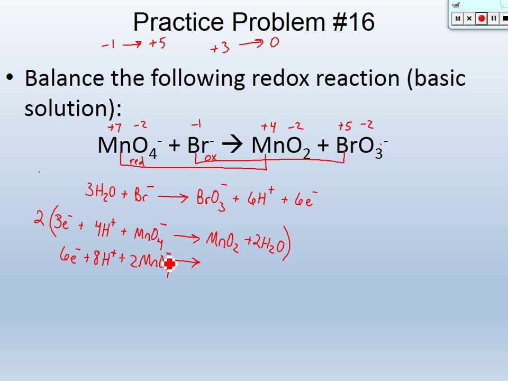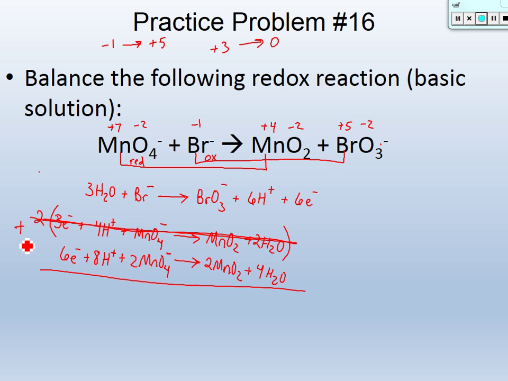Okay, and then we're going to have 2 MnO2s plus 4 waters. Okay, now that I have distributed that through, I like to draw a line through it so it doesn't confuse us anymore. Okay, then it says on step 6, once you make the electrons equal, we're going to add the half reactions. So let's add these 2 reactions together.